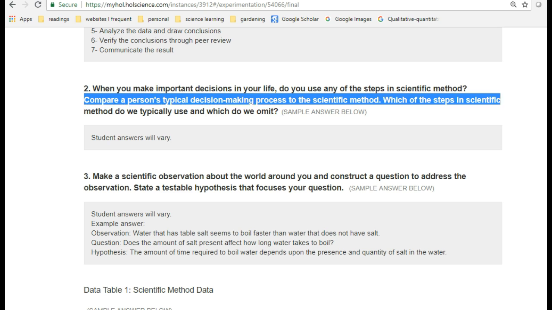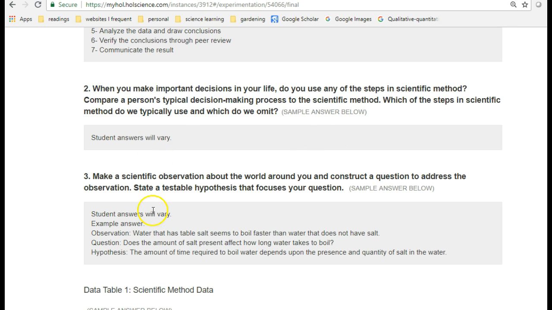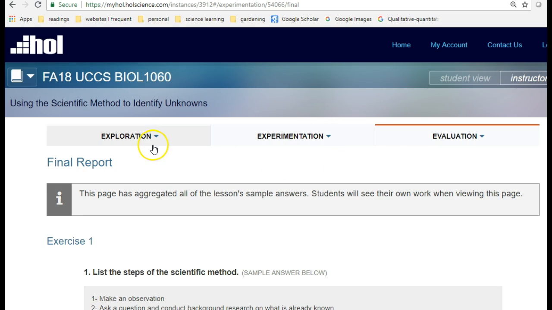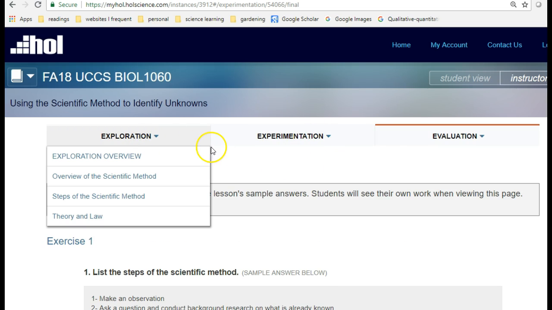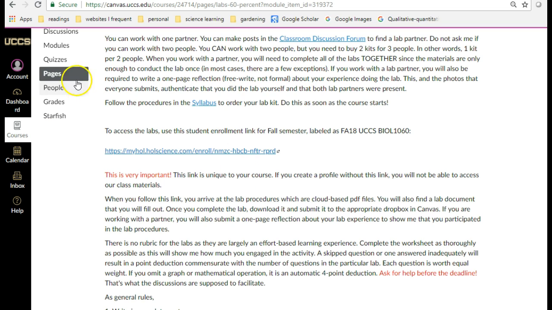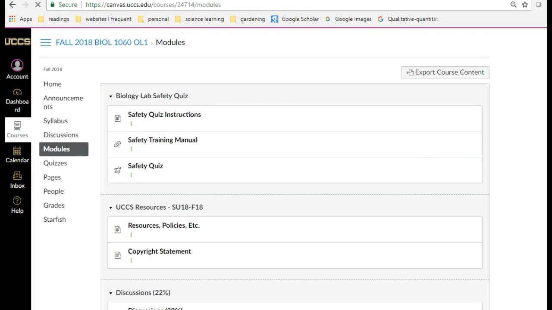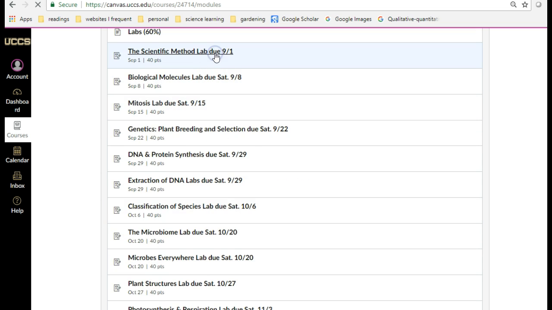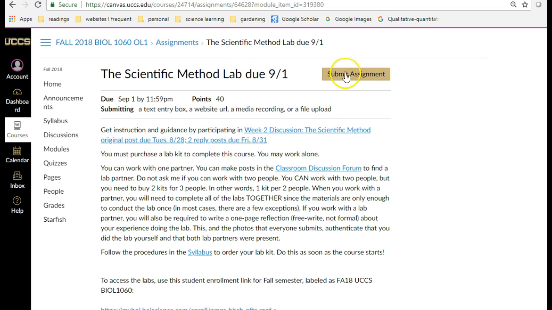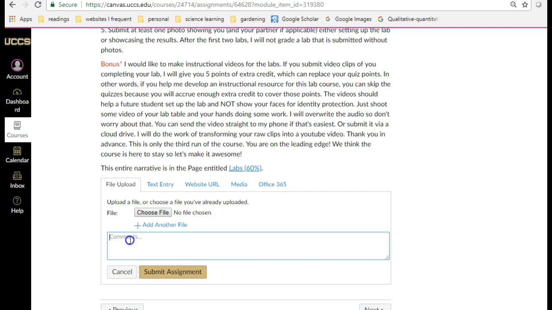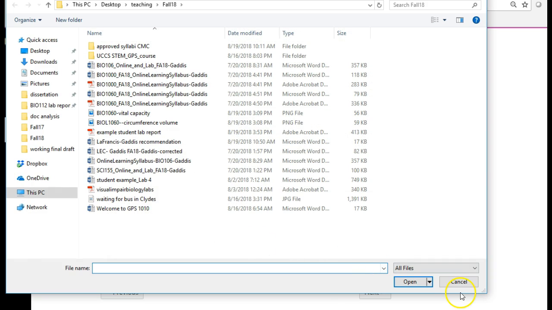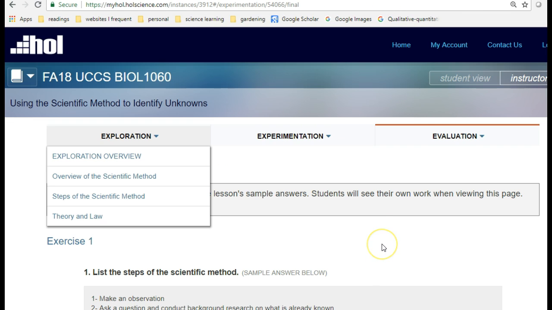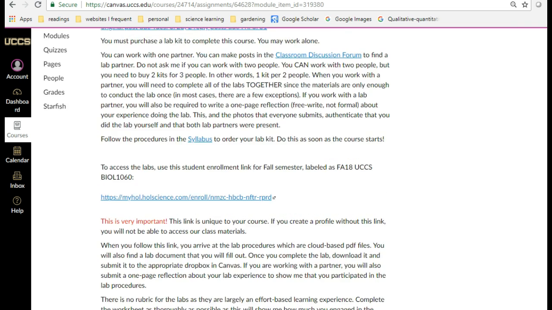And here is where you will fill out this report I spoke of. And you will answer the questions. And then you will download that report and you will email it to me. You will email it to me through the Dropbox here in Canvas. So you'll find the appropriate Dropbox, you'll submit the PDF file that you downloaded from the lab website, okay? That's the labs. That's the lab story.